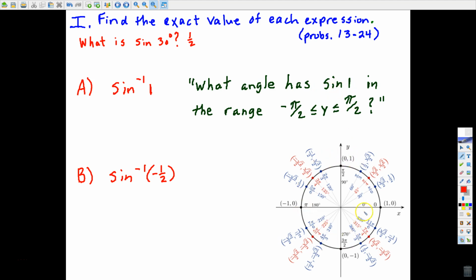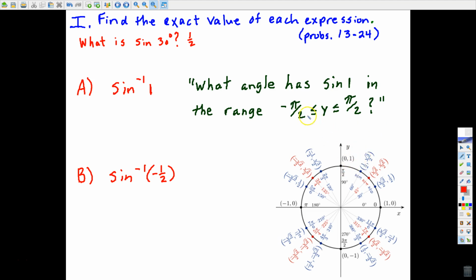But if you have a unit circle, it makes it pretty easy to do. So for letter A, it says, what is inverse sine 1? It's like you're answering this question. What angle, now again, this is going to be in radians, has sine 1 in the range between negative pi over 2 and pi over 2? Remember, that is always the range for sine. We just established that just a little bit ago in some previous slides.